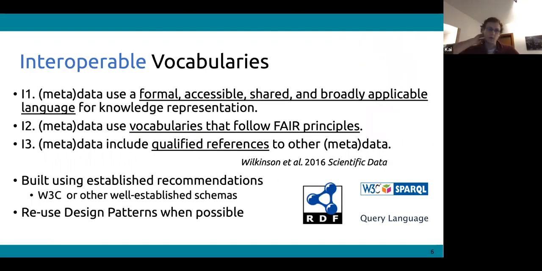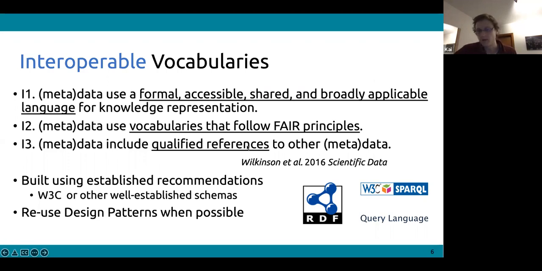So interoperable vocabularies, what does this mean? Interoperable is the trickier part of FAIR. Interoperable means working together. Do things actually work together at a machine level? What they say in the paper is that the data ought to use a formal, accessible, shared, and broadly applicable language for knowledge representation. As in, the vocabulary used to represent data itself needs to conform to all of these principles, and this metadata, these vocabularies, should include qualified references to other metadata.